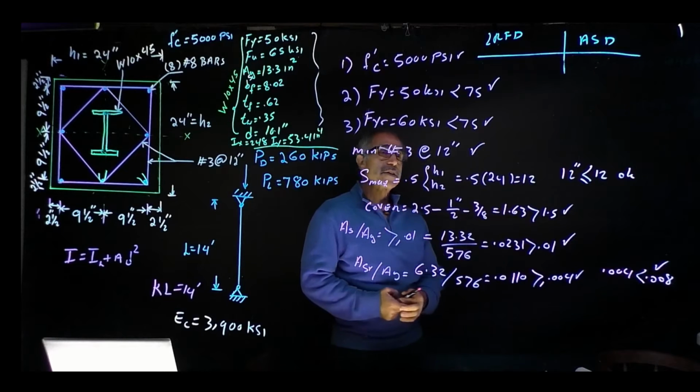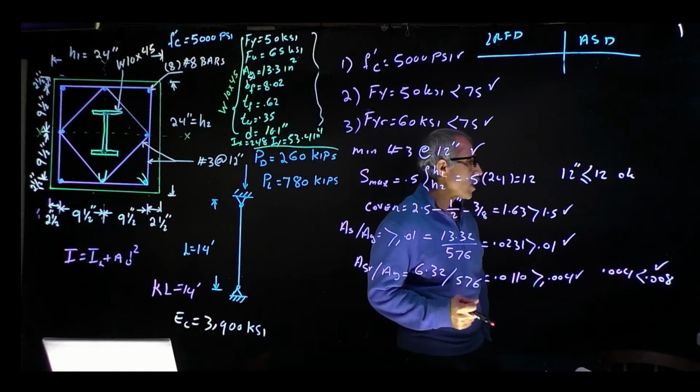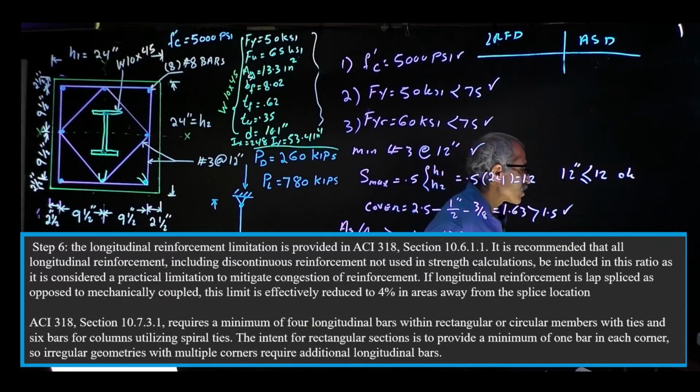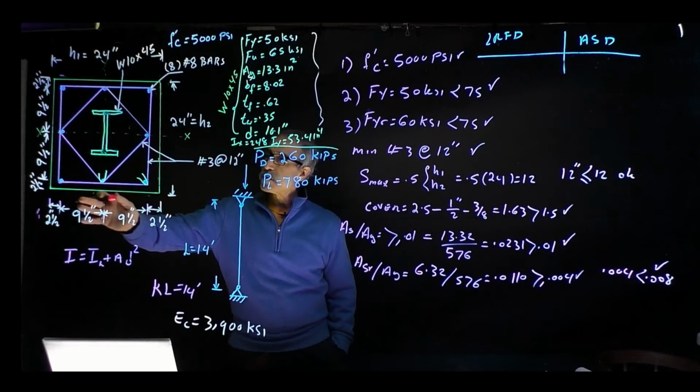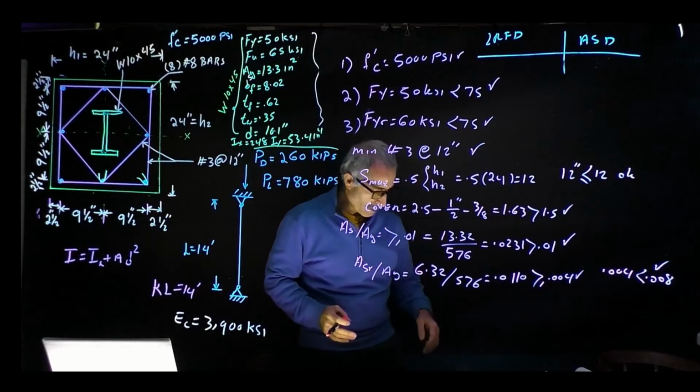And here's another interesting section. The spec says the required minimum is 4 longitudinal bars within a rectangular or circular member with ties, and 6 bars for columns utilizing spiral ties. The intent for a rectangular section is to provide a minimum of 1 bar in each corner. So we already met this requirement. We exceeded it, so that's good. We have 8 bars, more than 4 and 6. That's not a problem there.